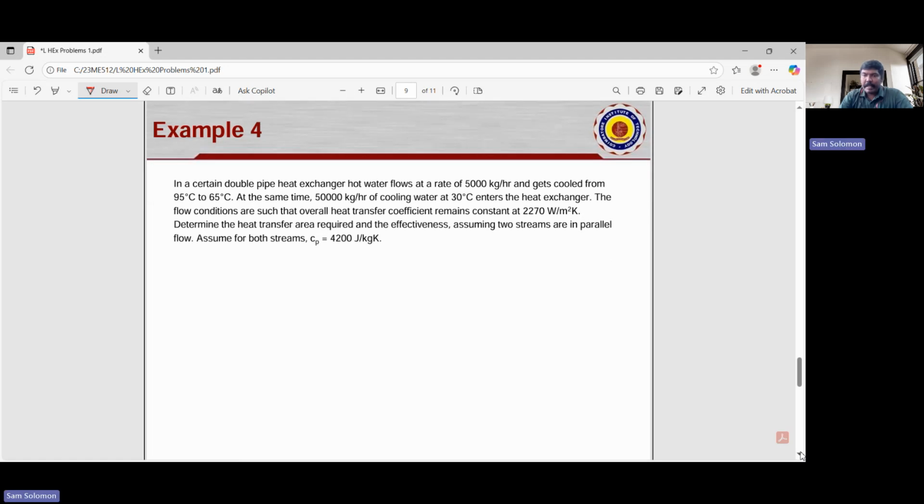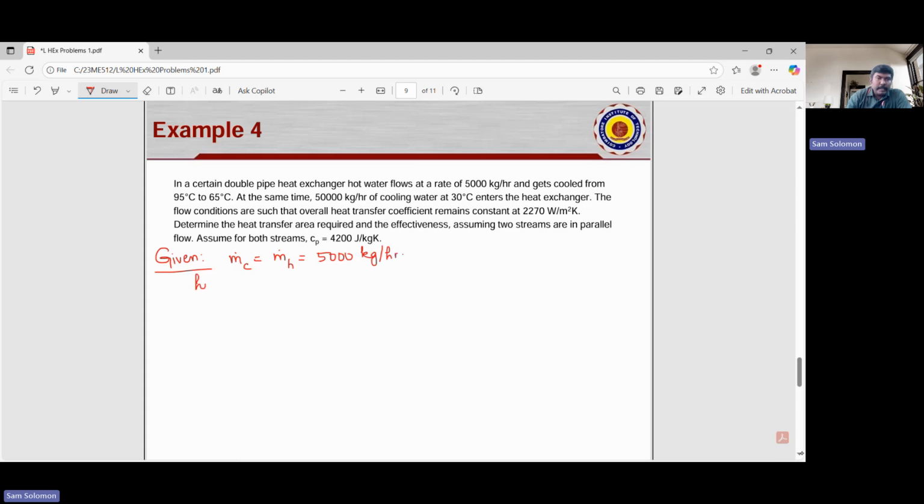And we'll look at one more example and then close this lecture. In a certain double pipe heat exchanger, water flows and gets cooled from 95 to 65. At the same time, the same mass flow rate of cooling water enters the heat exchanger. The flow conditions are such that the overall heat transfer coefficient remains constant at 2270 watt per meter squared Kelvin. So what is given is, for both the fluids, m dot C and m dot H, it is common, which is 5,000 kilogram per hour.